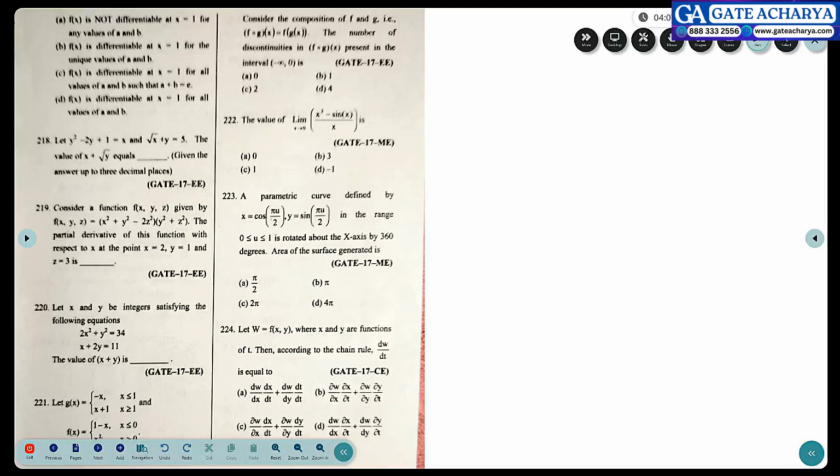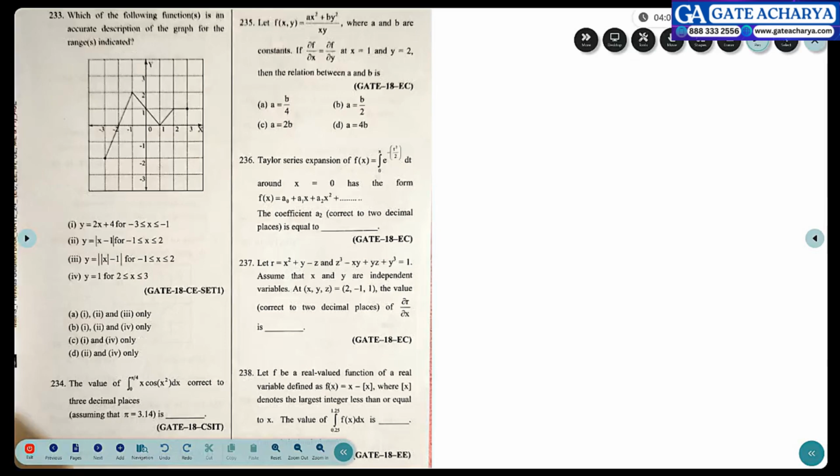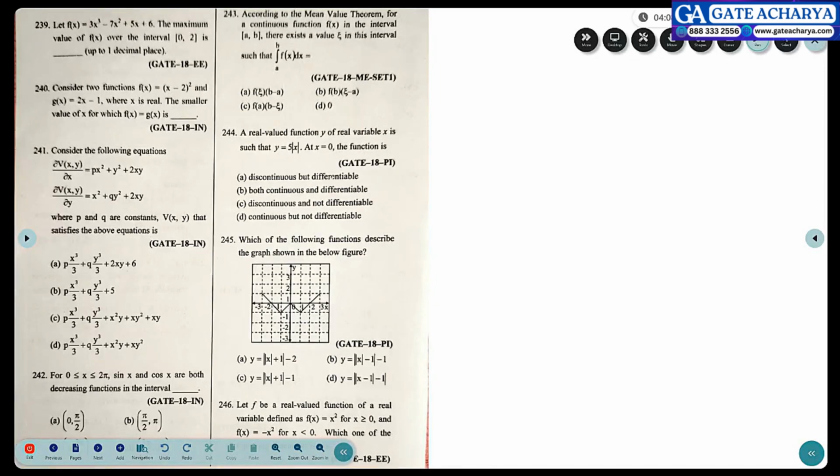I'm trying to find this. I'm not getting that problem now. Actually, there's a GATE problem, and that's what I want to show you.